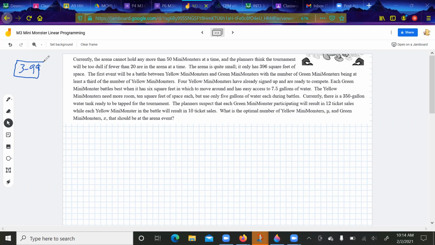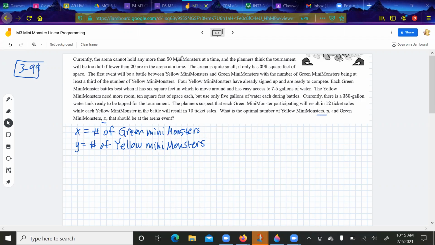So X is going to equal the number of green mini monsters. Y is going to be equal to the number of yellow, Y for yellow, mini monsters. Okay, so that's X and that's Y.